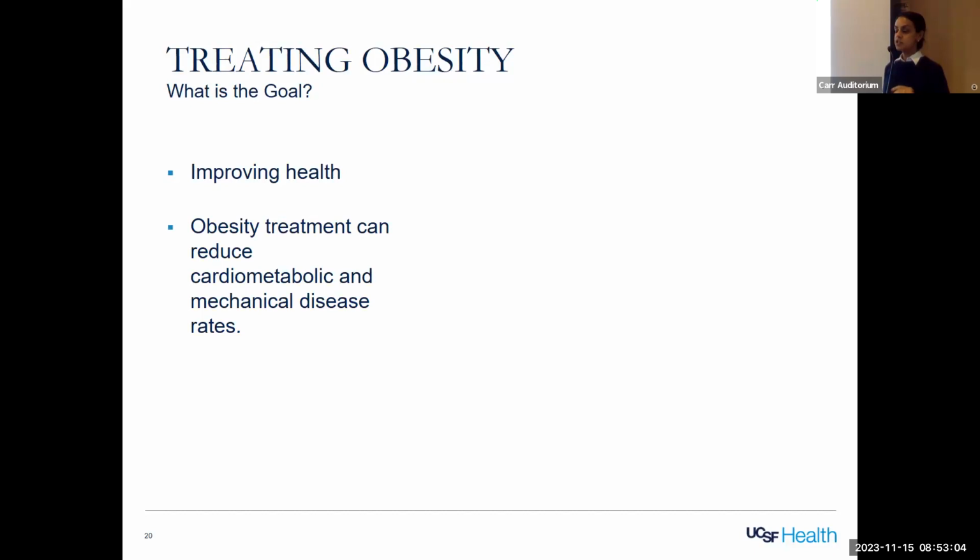We know that obesity treatment can reduce cardiometabolic and mechanical disease rates. And as Sarah mentioned, these improvements can happen at pretty low percentage weight loss. So in the 5 to 10% body weight loss range, we can see improvements in things like hypertension, hyperlipidemia, prediabetes. We also can see improvements in mechanical diseases associated with excess weight, like sleep apnea, lower urinary tract symptoms, as well as lower joint arthritis.